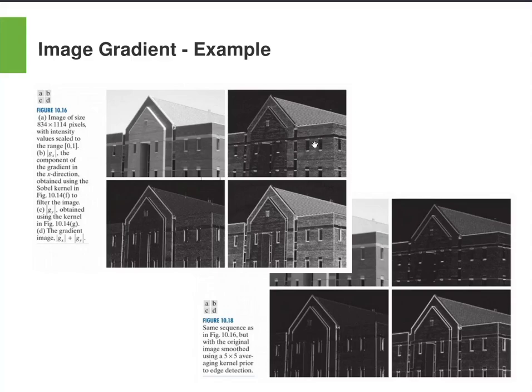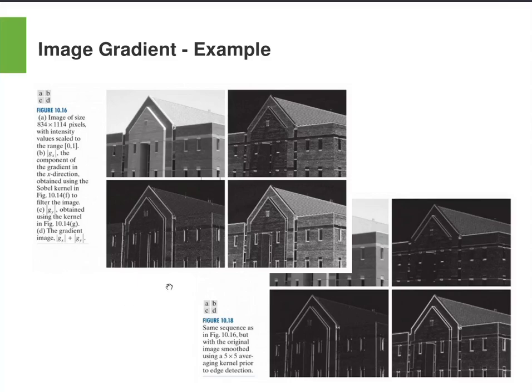This one is the absolute value of the gradient in the x direction, and this one is the absolute value of the gradient in the y direction, and these are calculated by using horizontal and vertical Sobel kernels. And finally, this is the magnitude of the gradient image that is approximated by the sum of the absolute values of the gradient in the x direction and in the y direction.